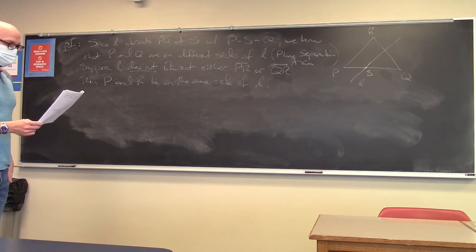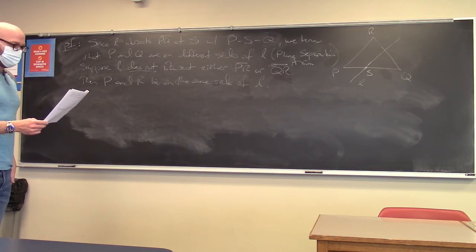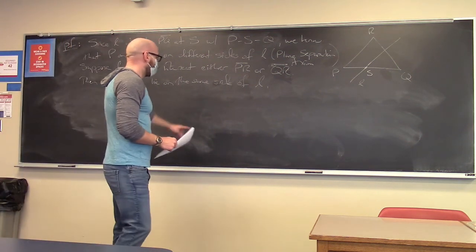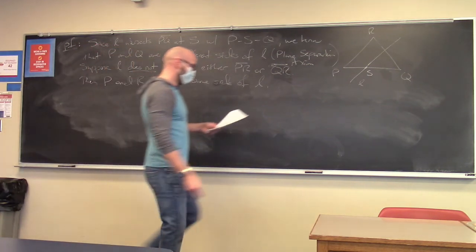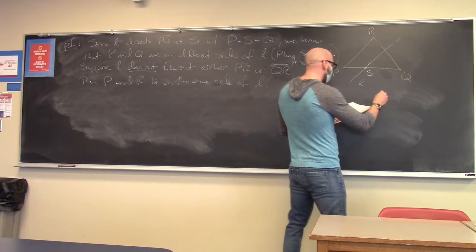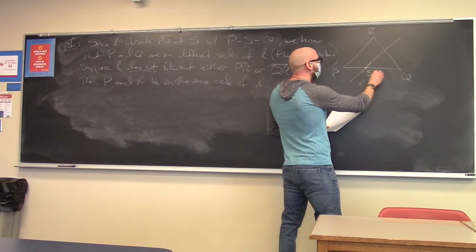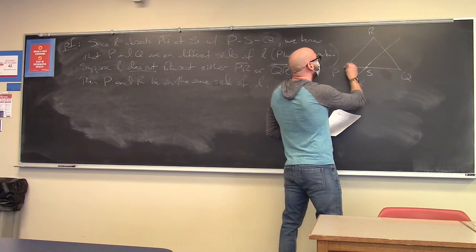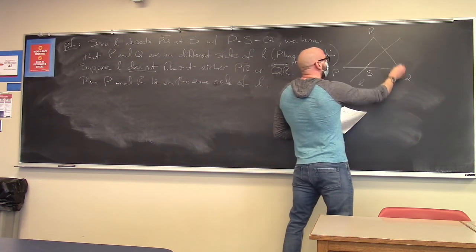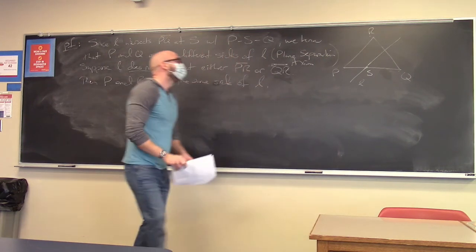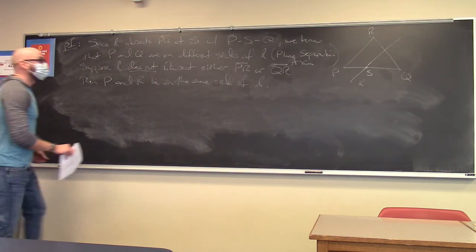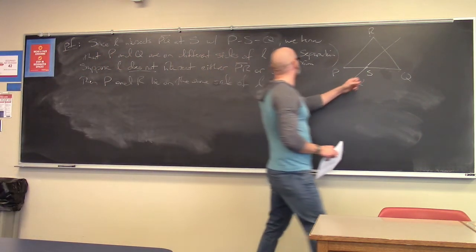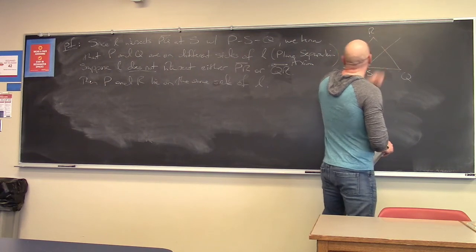I didn't state Pasch's axiom correctly either, did I? So fix that as well. In the statement of Pasch's axiom, I said it intersects PR or PQ. Obviously it intersects PQ. So change that to PR or QR. Sorry about that. But anyway, then P and R lie on the same side of L. But if it doesn't intersect QR either, then Q and R lie on the same side of L.